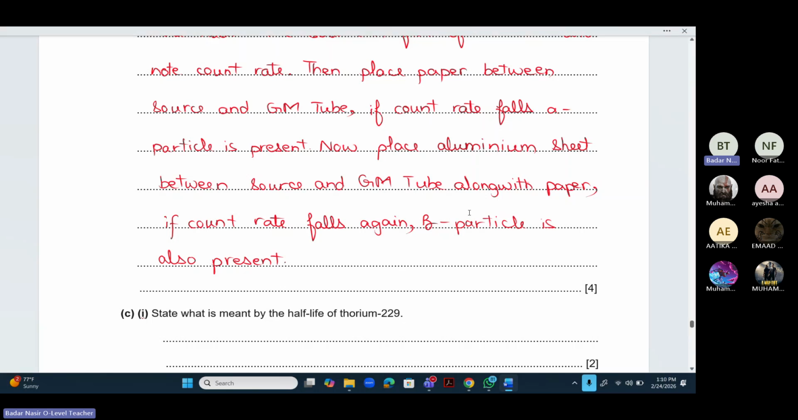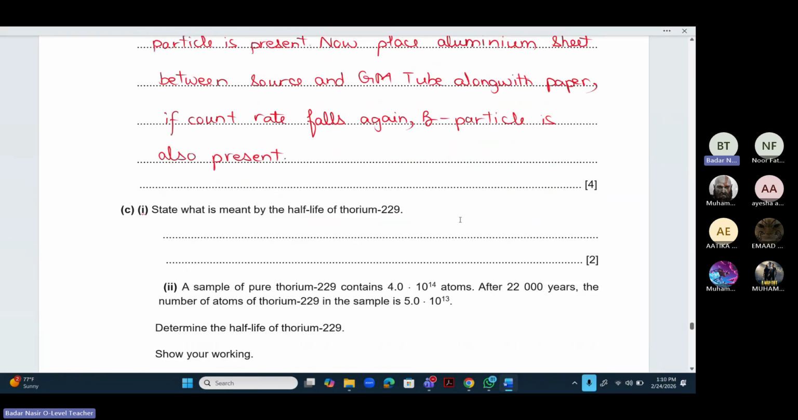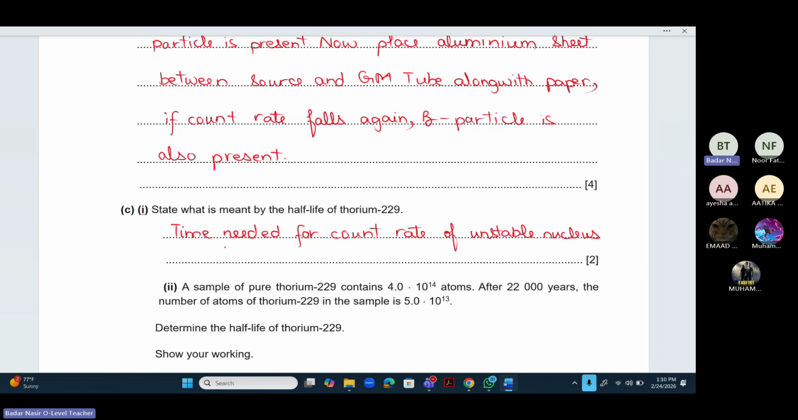Time required for the count rate of an unstable nuclei to decay to its half. Time needed for the count rate of unstable nucleus to decay to its half.